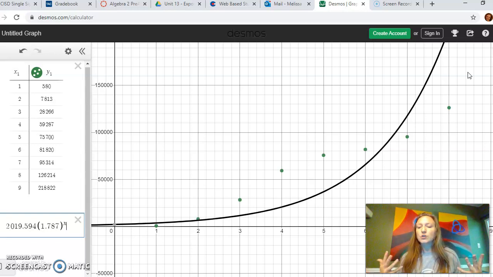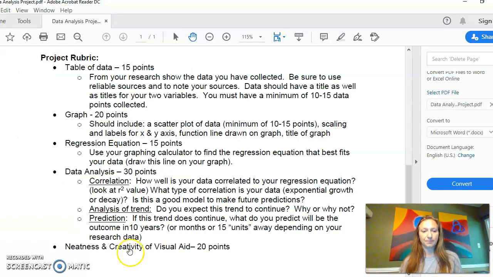So when you guys are doing your analysis, these are the kinds of things I want you to talk about: what is happening with your data? Is it going to grow forever? What are some things that could make the outcome change? What could make this exponential growth finally start to taper off? Those are the things I want you to talk about in your analysis.